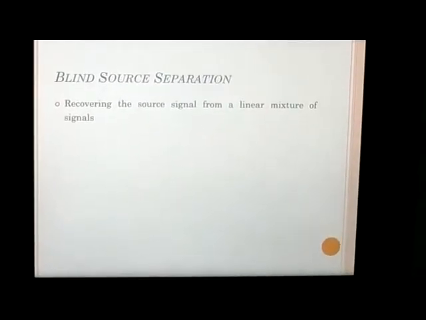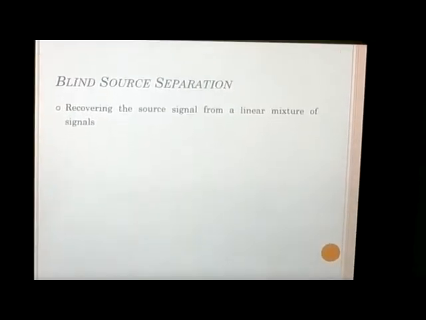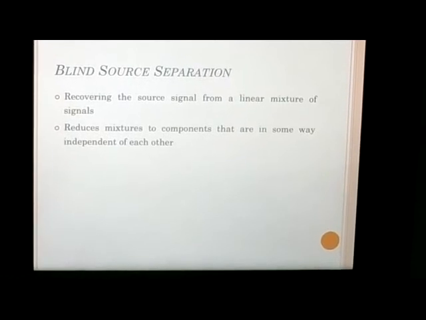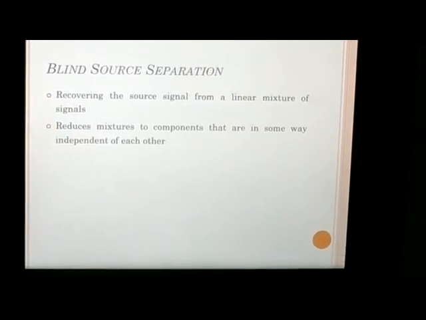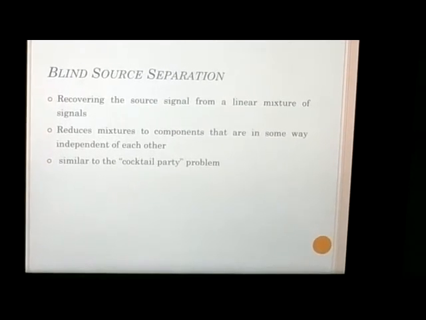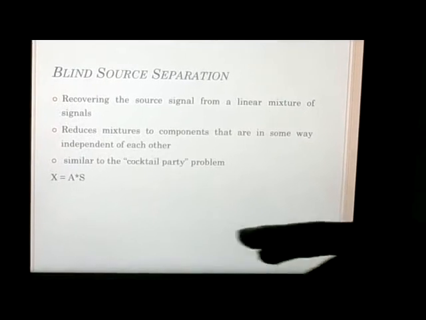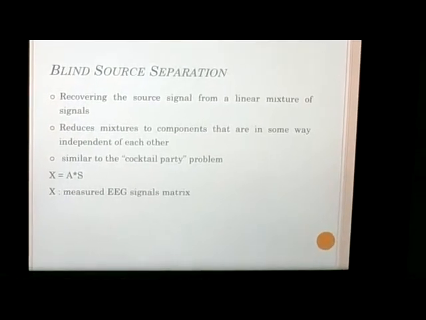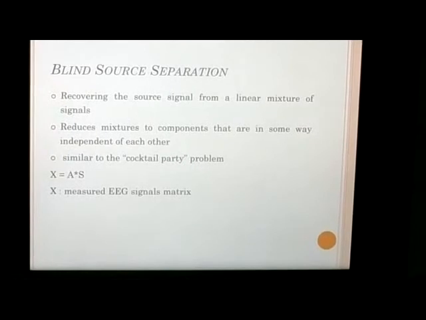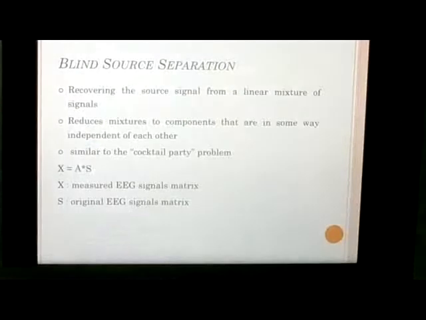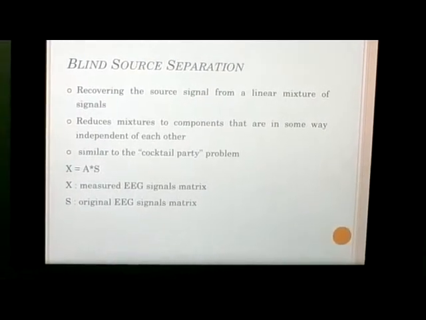Now, what is blind source separation? Recovering the source signal from a linear mixture of signals. It reduces mixtures to components that are in some way independent of each other. Similar to the cocktail party problem which I mentioned at the beginning of the video. Now it works on a simple equation: x is equal to A times s. What is x? x is the measured EEG signals which is mixed with noise and all the other artifacts. s is the original EEG signal matrix, like what we have as reference or the constant.